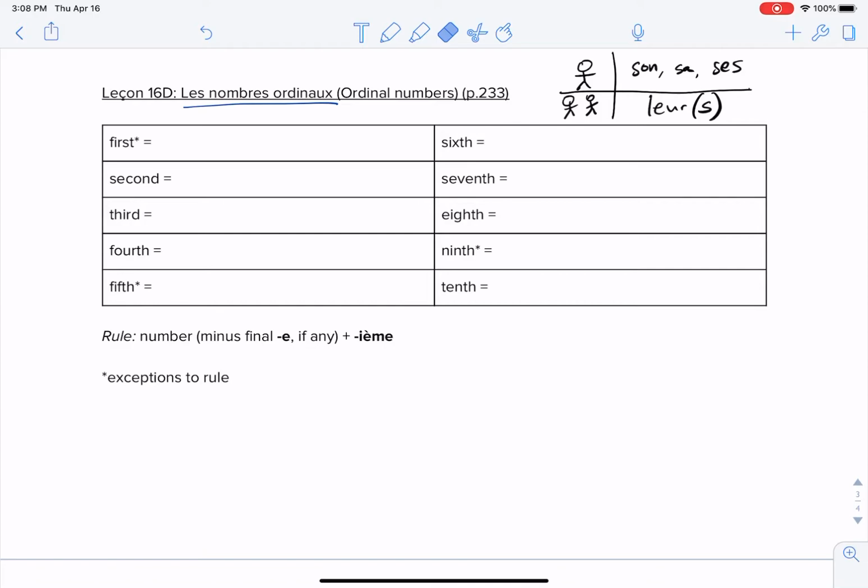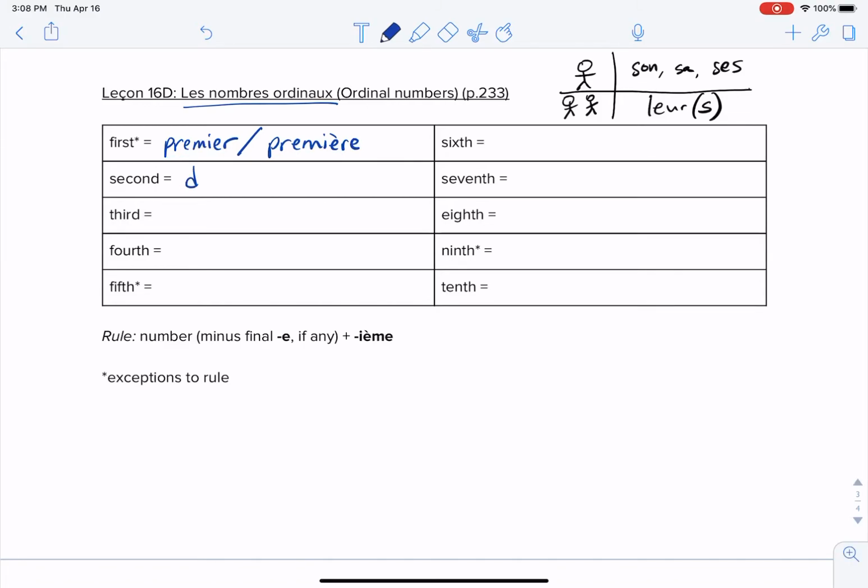We know the word for first already. We've seen it before. Premier. Like the first of the month is le premier. Le 1er janvier, le 1er septembre. The feminine is première. So we have premier, première.